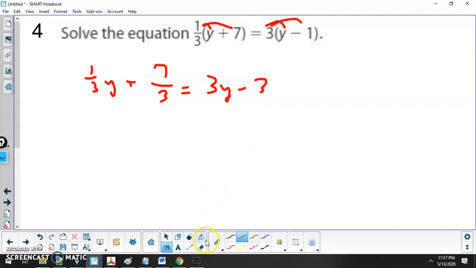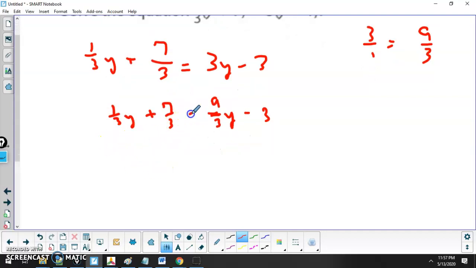All right, next thing we want to do is move our variables from one side to the other. So I notice I don't have a common denominator here, so I might want to go ahead and make 3 into 9/3. Okay, 3/1 equals 9/3. Multiply the top and bottom by 3. Okay, so we have that. A little tricky to write here with the mouse. So don't forget your equal sign.